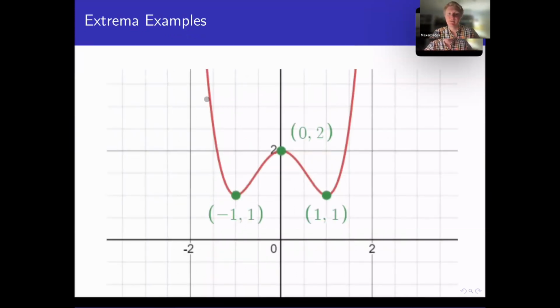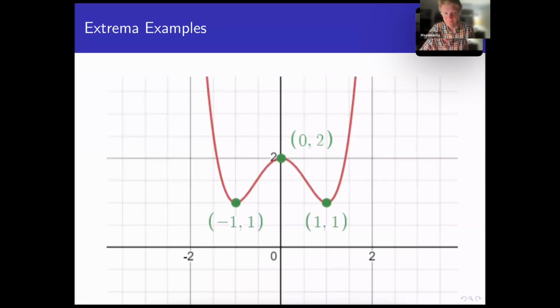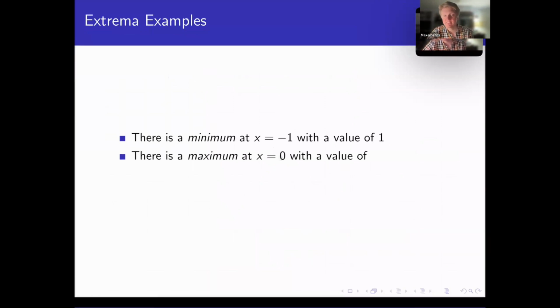We are decreasing from -infinity to -1, and then at -1, we change to increasing. Decreasing to increasing is a minimum. So there is a minimum at x equals -1 with a value of 1. Then we start increasing, and then at x equals 0, we decrease. So there is a maximum, right? Increasing to decreasing is a maximum. There is a maximum at x equals 0 with a value of 2.